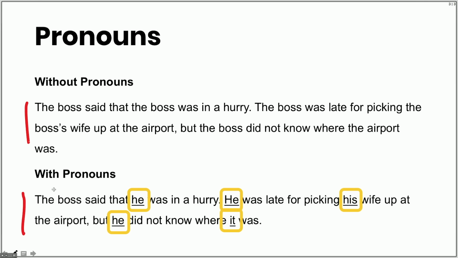The boss said that he was in a hurry. He was late for picking up his wife at the airport, but he did not know where it was. It referring to the airport, he referring to the boss. There you go. That's how we use pronouns. Let's now look at this in a paragraph.